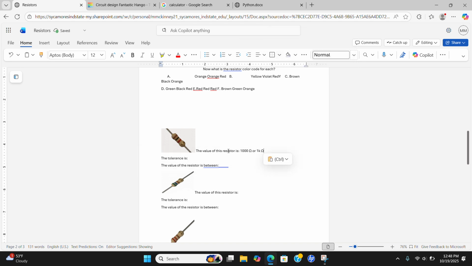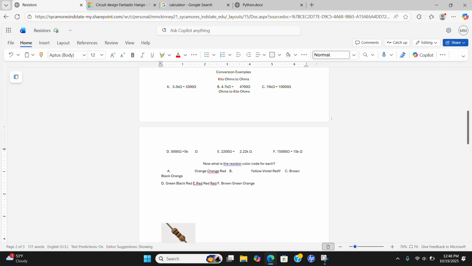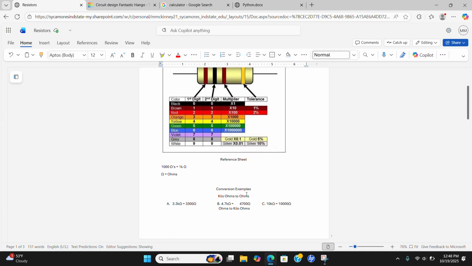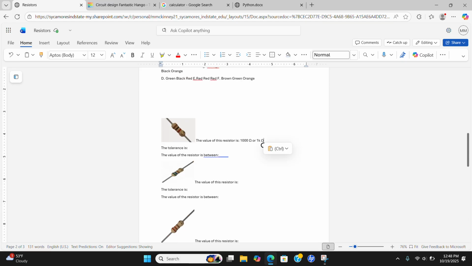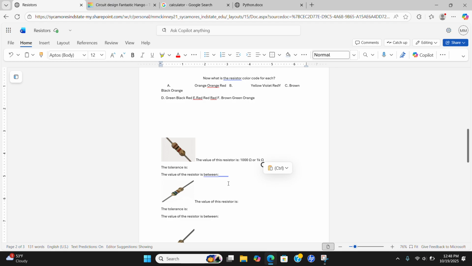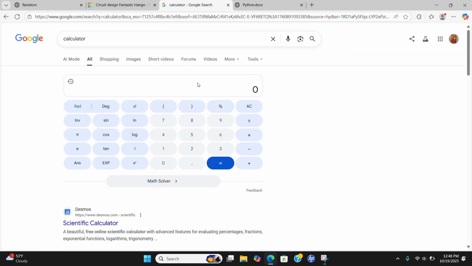Now the second question is asking about tolerance. Well, what is that? Well, up here, you have tolerance. Gold is 5% and silver is 10%. Now, all of these I'm about to show you are gold, so we're going to be focusing on the 5%. So we're going to find the 5% of 1,000. 5% of 1,000 is 50.